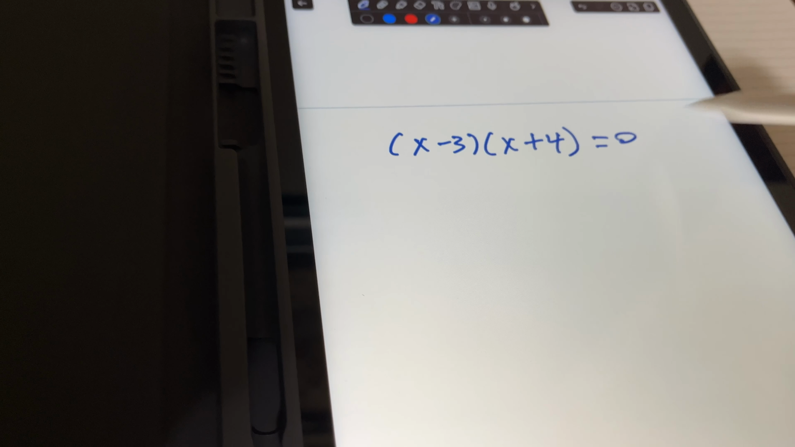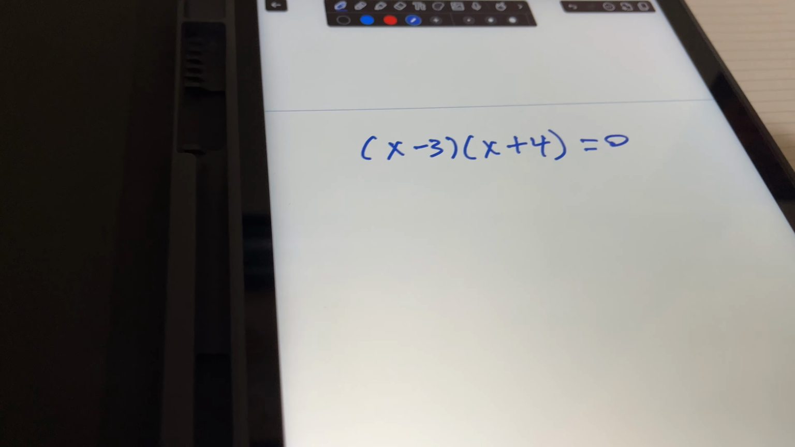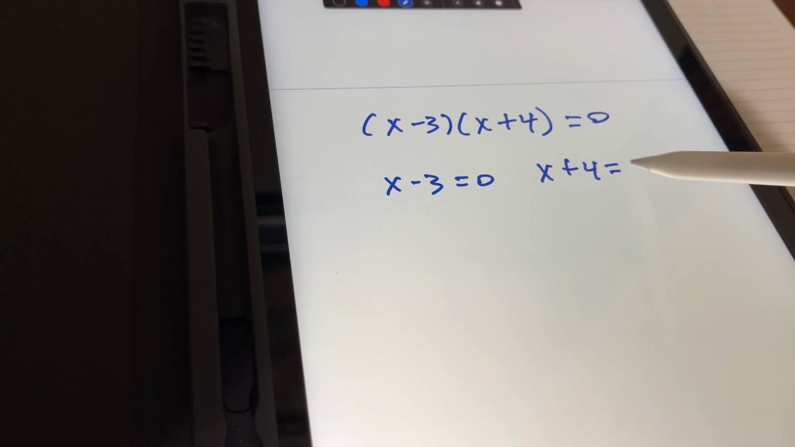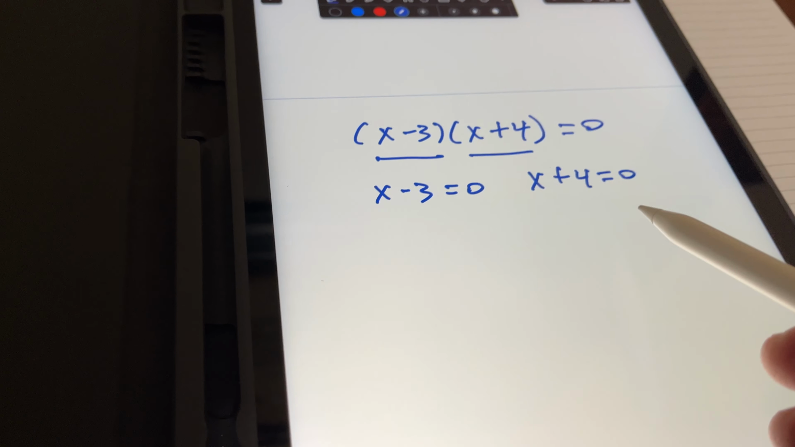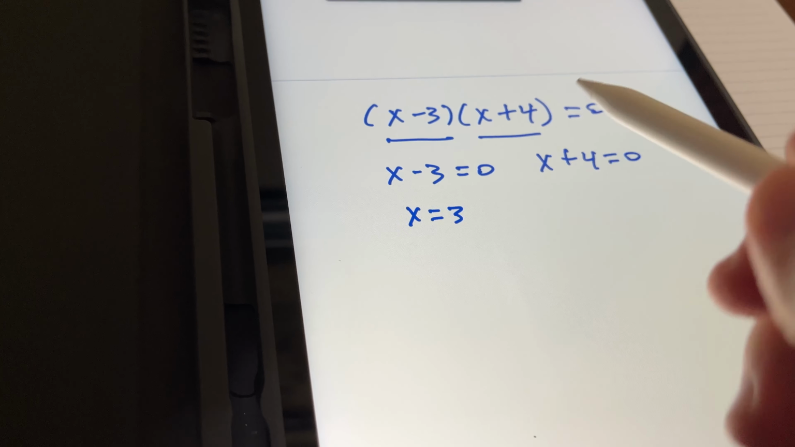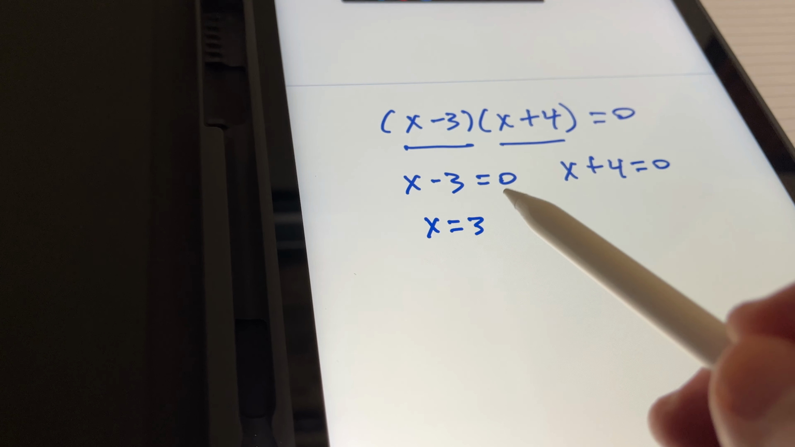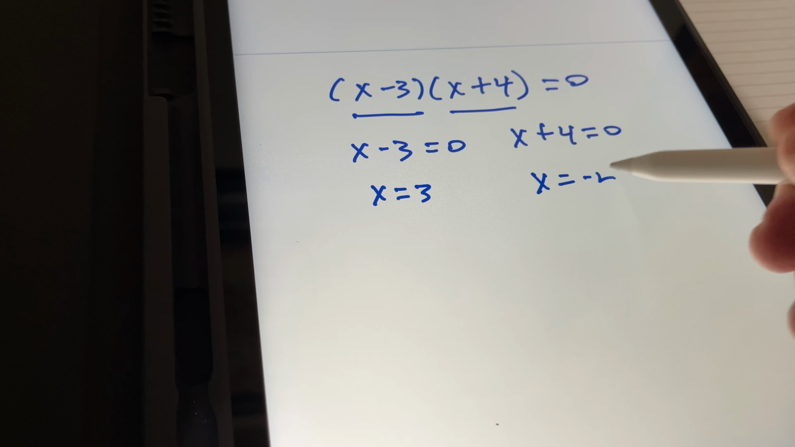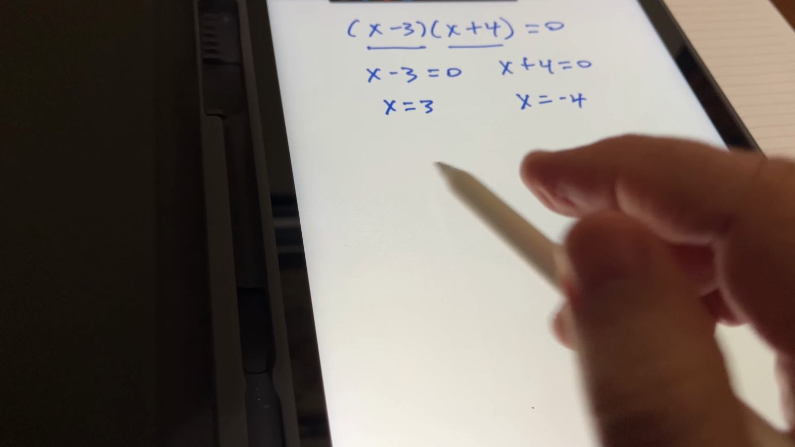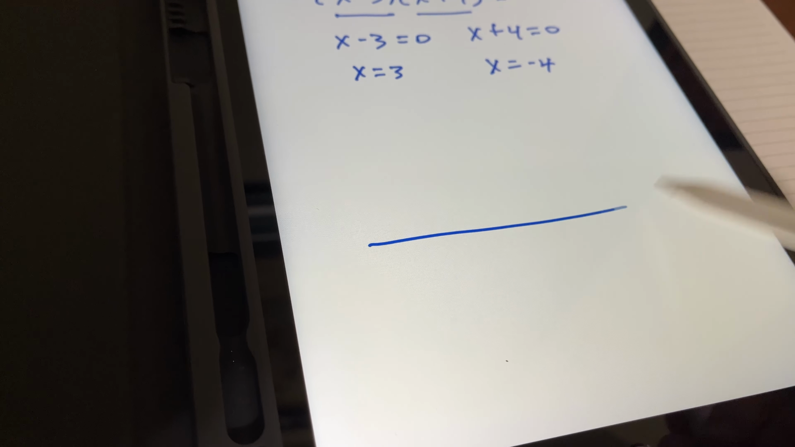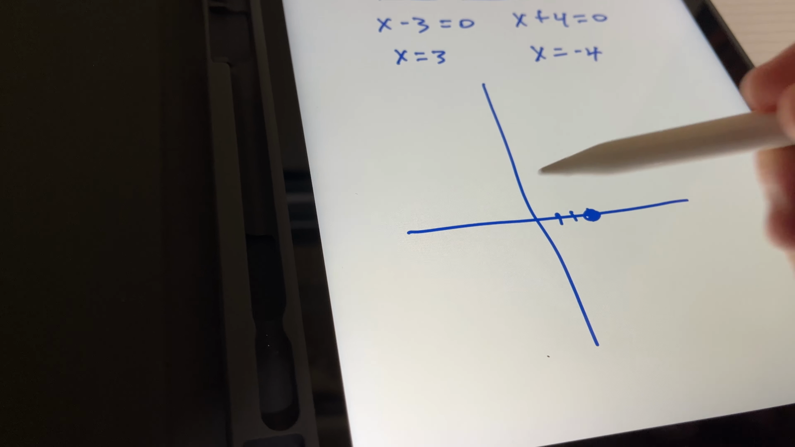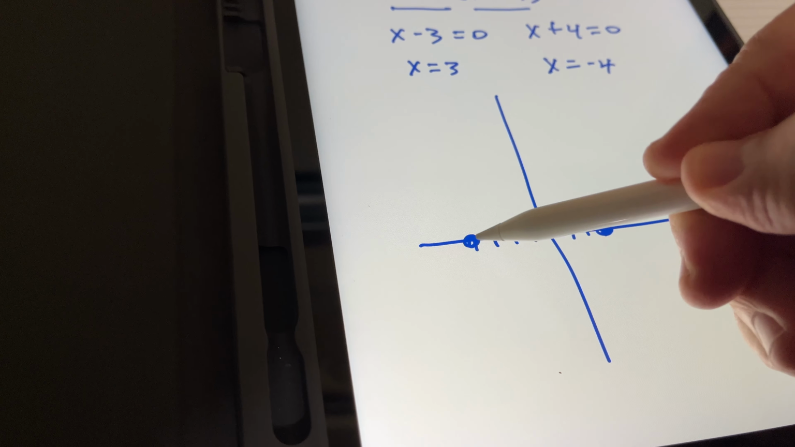So this is factored form. When you solve this one, we take each factor and set them equal to 0. This is called the zero product property. If you solve this one over here, x is 3, because 3 is the number that when you put it here, 3 minus 3 is 0. And when you solve this one over here, you get -4, because -4 is the number that when you put it in here, you get 0. So on this problem, you would have x-intercepts of 3 and -4.